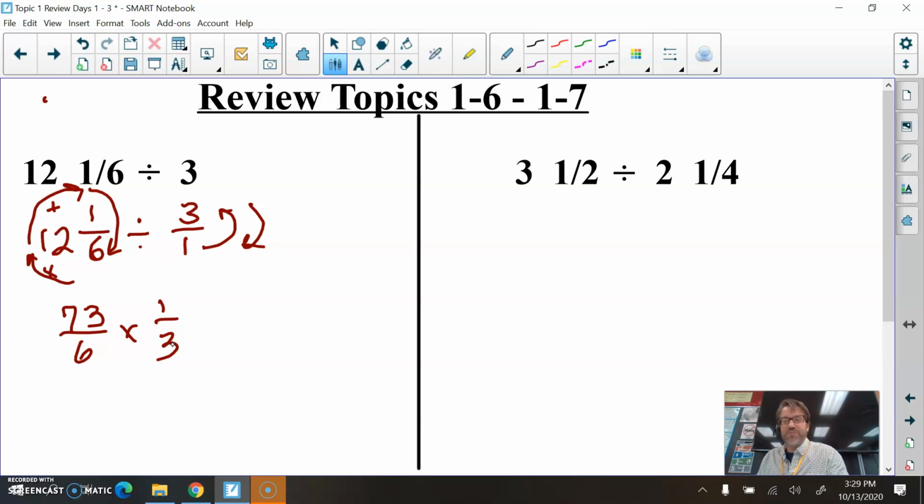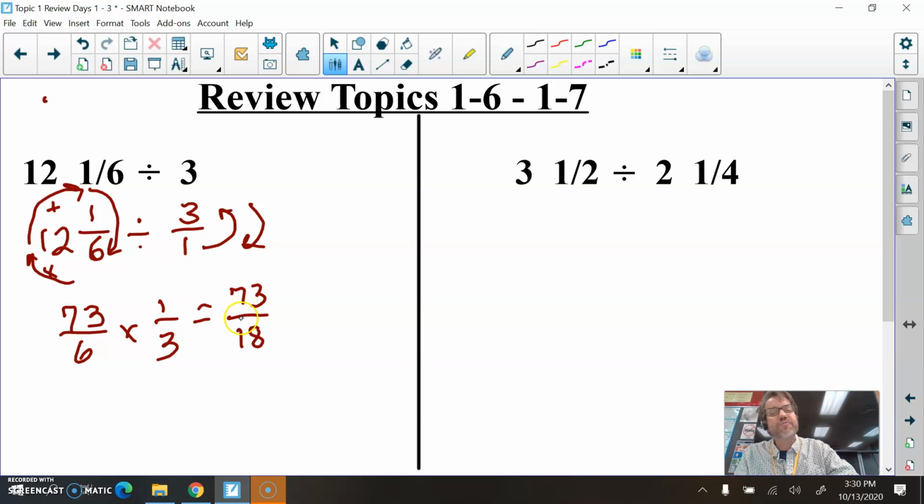Now, can I do any simplifying? You might look at the 3 and 6 and be tempted to do some simplifying there, but be careful. They're both in the denominators, and we need one in the numerator and the other in the denominator in order to simplify. So I don't have anything that I'm able to simplify here, so I just multiply across. 73 times 1 is 73 over 6 times 3, which is 18. Now, this is my answer, but it's improper. I need to re-express it in proper form, which would be as a mixed number.